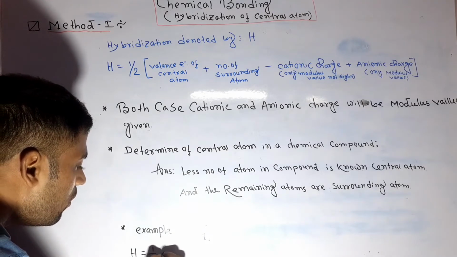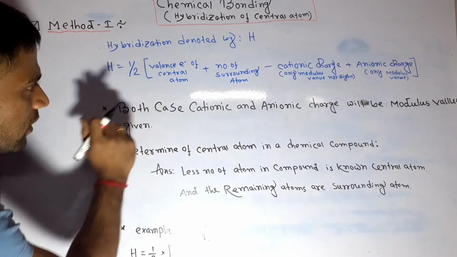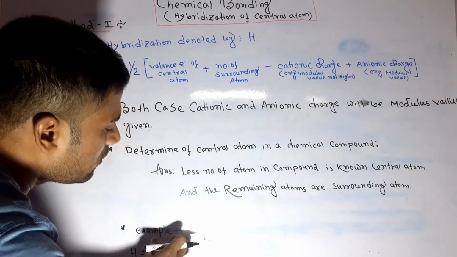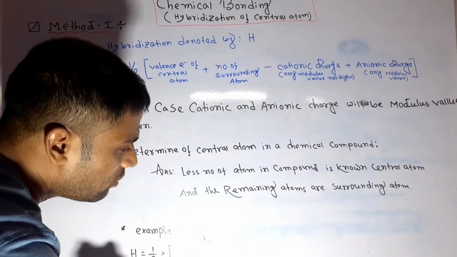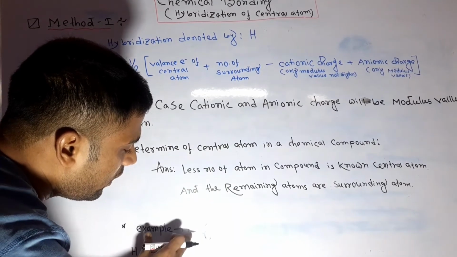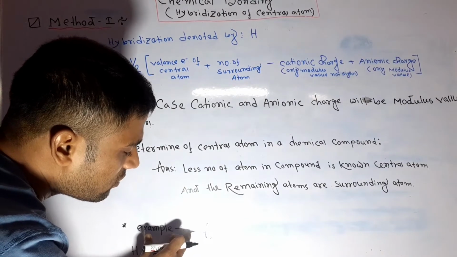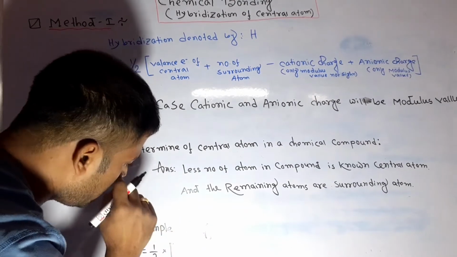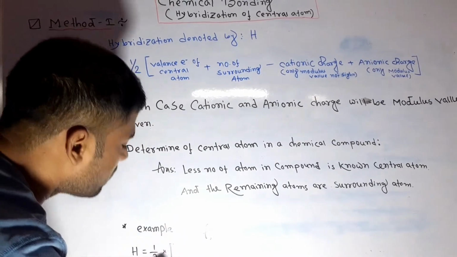half into the valence electron of the central atom. Valence electron of the central atom, that means the central atom nitrogen. Valence electron means the number of electrons present in the outermost orbital. For N, the atomic number of nitrogen is 7, so first orbit 2, next orbit 5, so the outermost orbit has 5 electrons. This is the outermost electron, also known as valence electron.